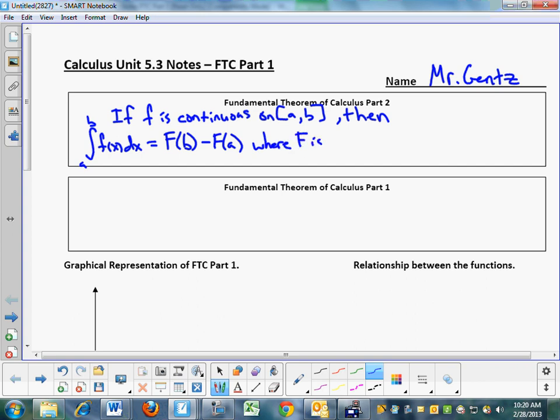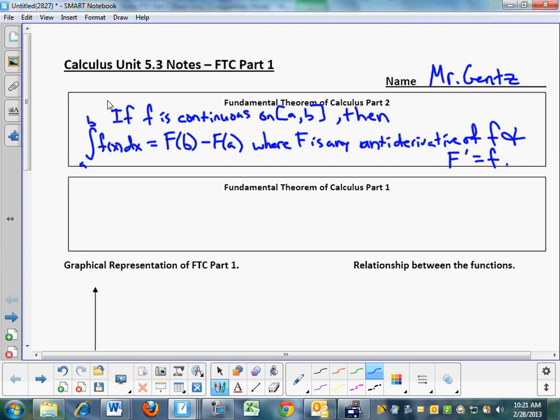where F is any antiderivative of f. And for good measure your book chooses to state this: F prime equals f. The derivative of that antiderivative would give you the original, so that should make sense. That's exactly what your book has written down. So the preface is that it must be continuous.